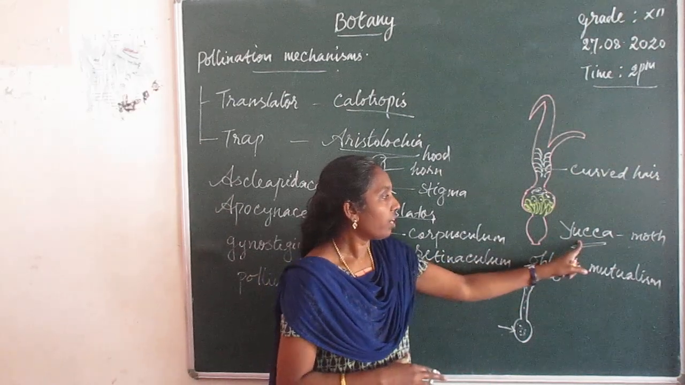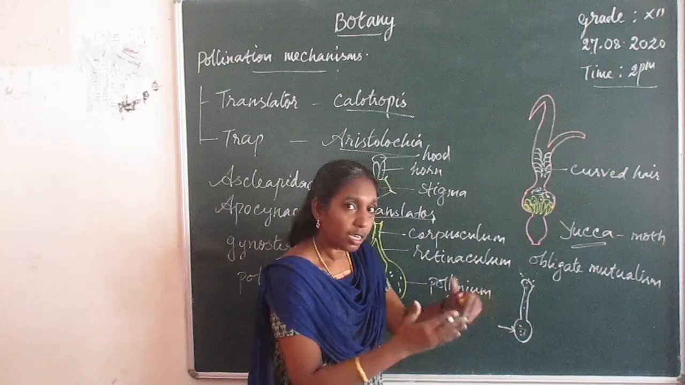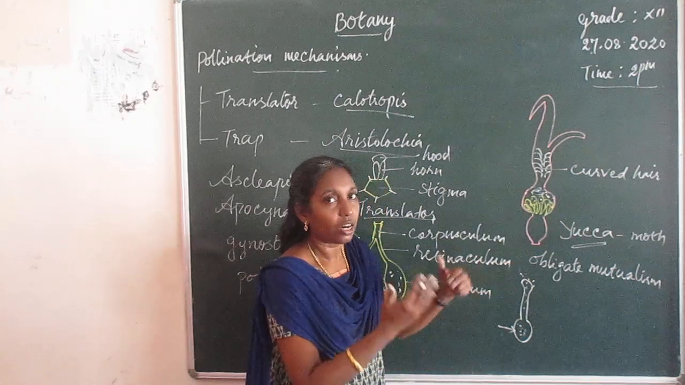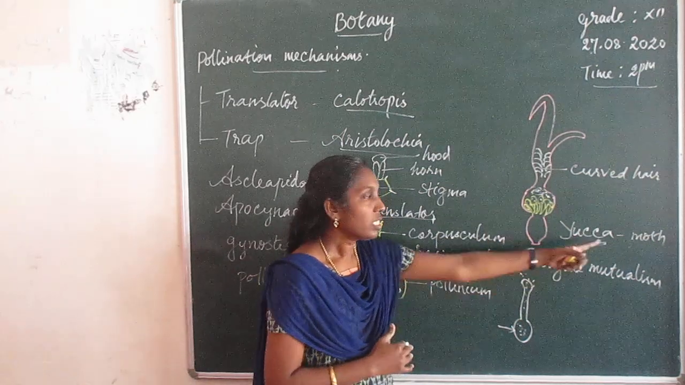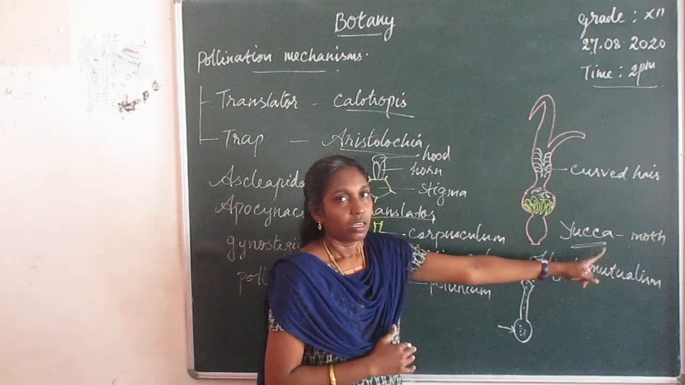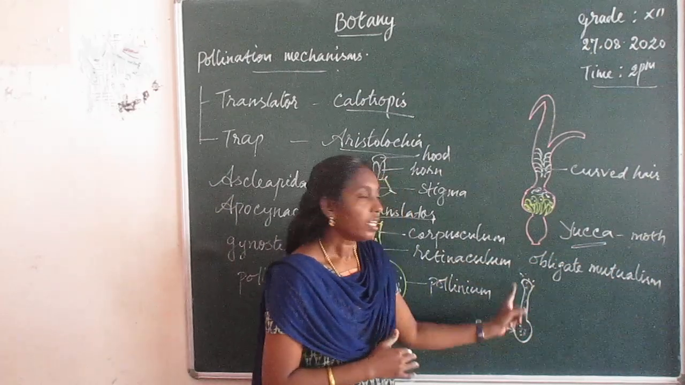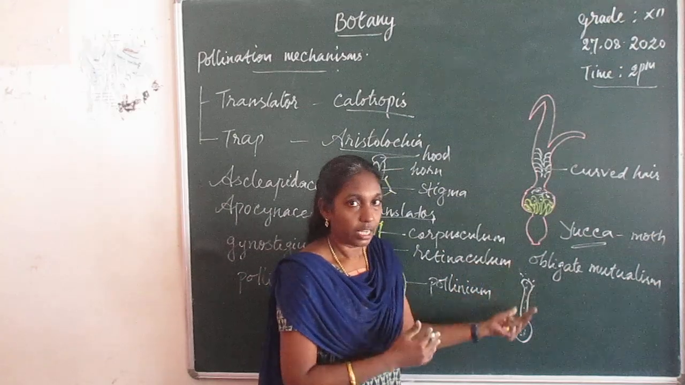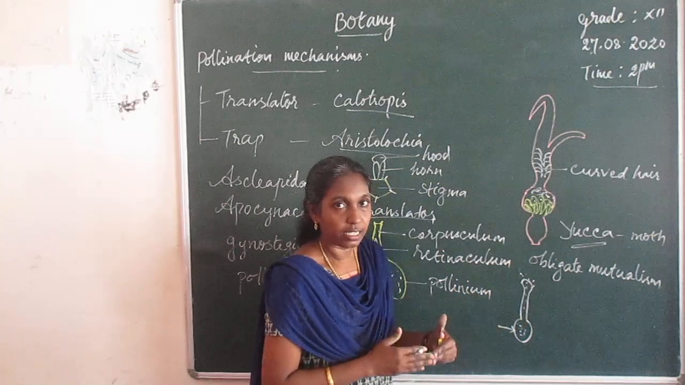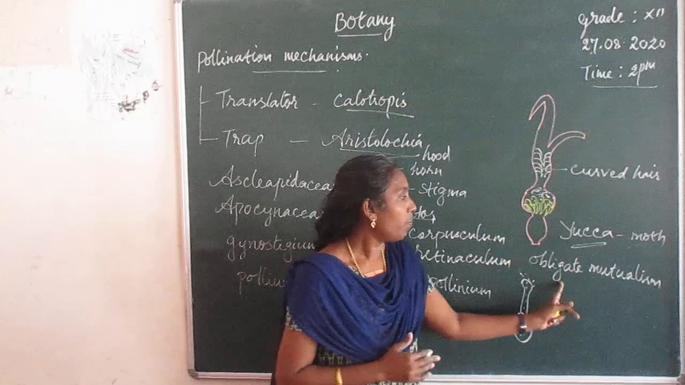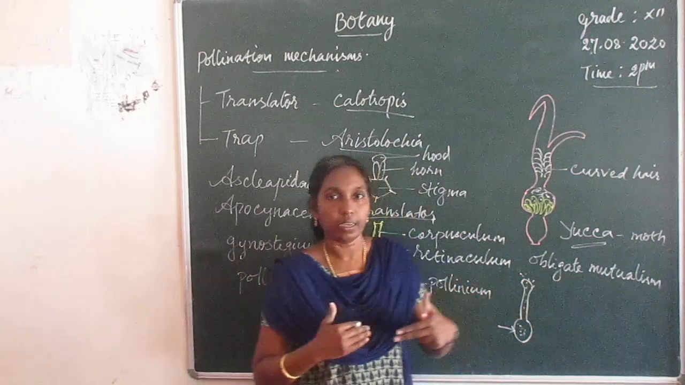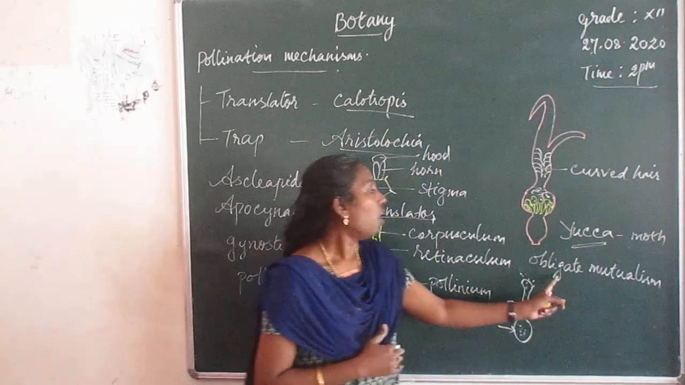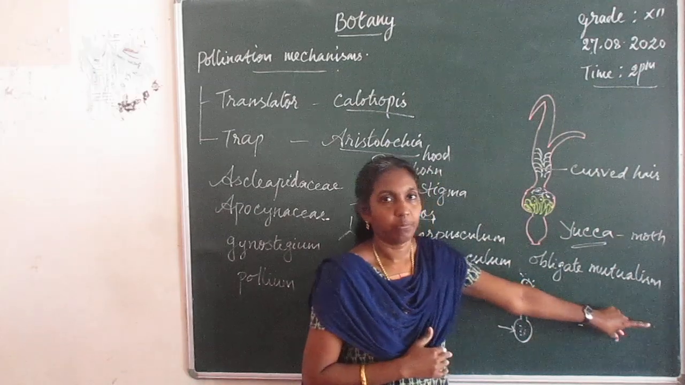Likewise, the moth cannot live without the yucca flower, and the flower cannot survive without this moth. If the moth cannot visit the flower, it cannot pollinate and the fertilization process is arrested. So both maintain a relationship of obligate mutualism.